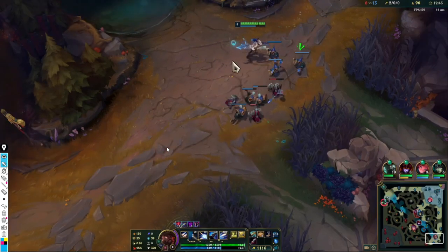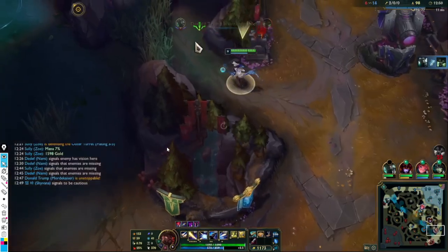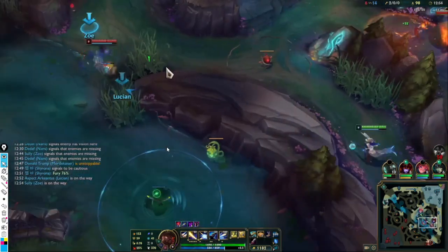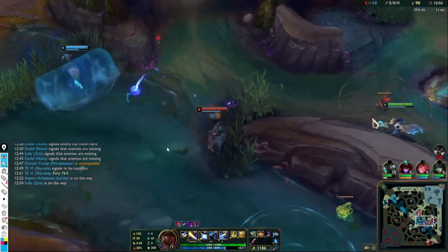So I try and hard shove the wave because he's missing. And then I run away. I sit in a bush in case the Lilia shows up. And I look to catch the Lilia.